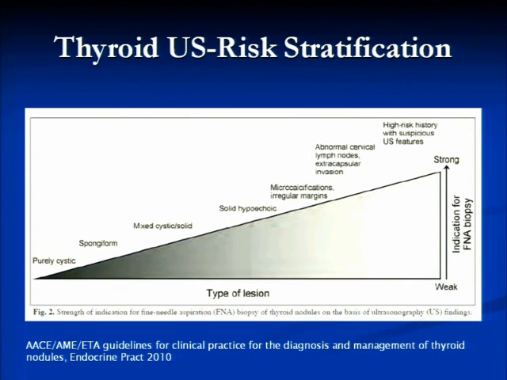So purely cystic, spongiform, as I mentioned, mixed cystic versus solid, and then as you go higher, solid and hypoechoic, microcalcifications with irregular margins, and then, as Steph will talk about, the presence of lymph nodes, extracapsular invasion, and the one thing that's not on here is the vascular flow.